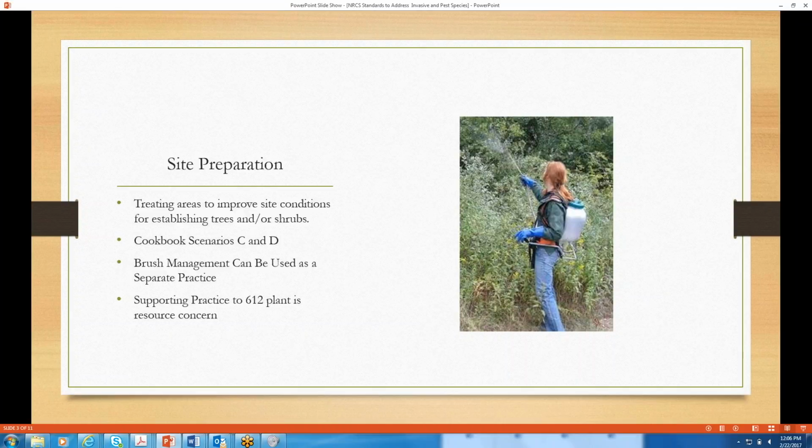The site preparation definition is basically treating areas to improve site conditions for establishing trees and/or shrubs. The cookbook scenarios you would be using are scenarios C and D. And again, brush management can be used as a separate practice to ensure basically that the seedlings will take place and have success, and to be a supporting practice to 612, which is species and composition as the resource concern typically.